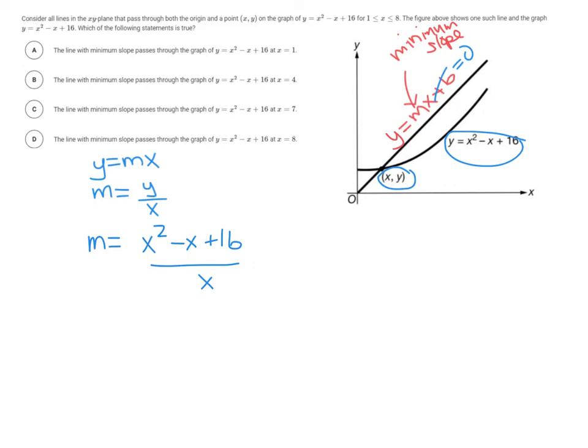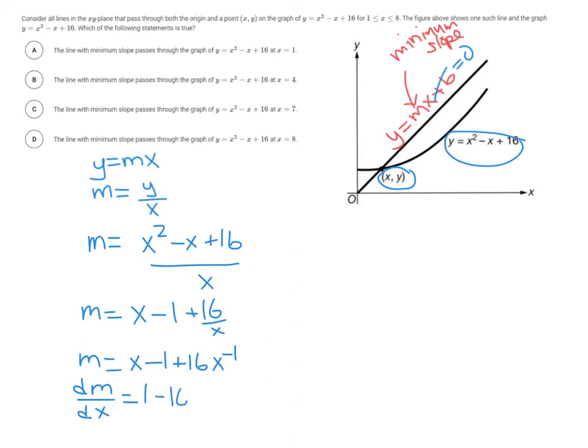From there, I can then take the derivative of m, but first I should simplify this fraction a little bit, because otherwise I'm going to have to use the quotient rule, which is better to not use unless you absolutely need to. So I end up getting x minus 1 plus 16 over x. I'm going to rewrite that as x minus 1 plus 16x to the negative 1. Now I'm going to take my derivative to find the minimum slope, and I get 1 minus 16x to the negative second power.